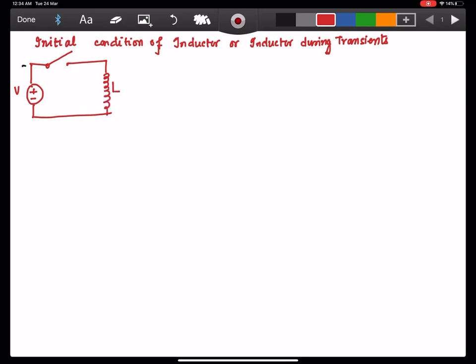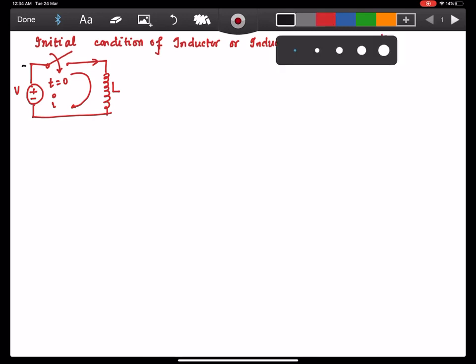This is the voltage, and this is a switch at t is equal to 0. This current I will be flowing through the circuit. At t is equal to 0, this switch is closed and it moves from point A to B.